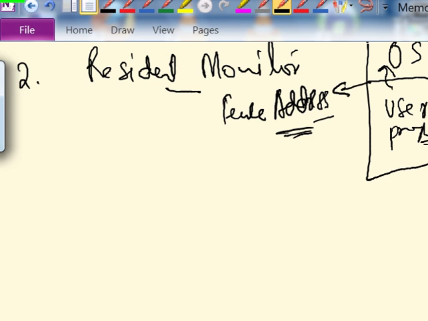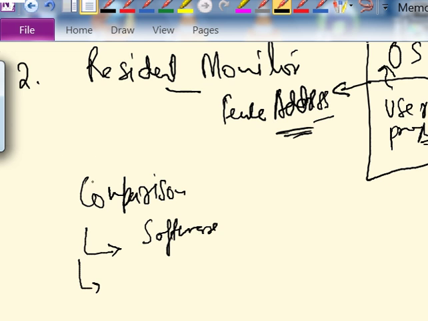Now, how do you do that comparison? We are reading about the resident monitor, where the OS part, the kernel, is always in memory. And then we say we need a fence address for memory protection. Now, how do we do that? The comparison can be done in two ways. One is in software and one is in hardware.